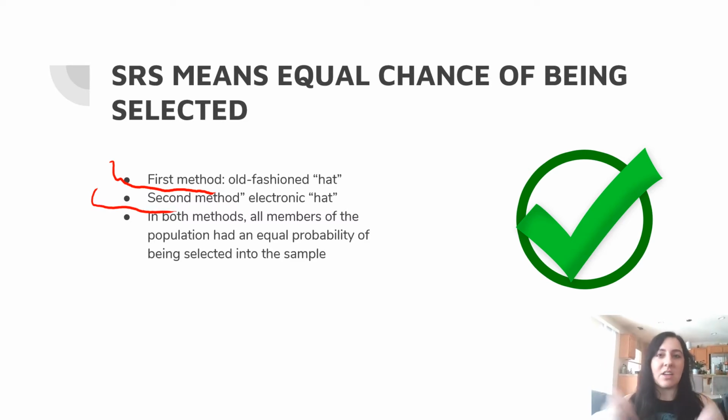So, second method, electronic hat. It can be used electronically, okay? But in both ways, any of those individuals within that population has an equal chance of being selected. Okay, so that's the whole point of that.